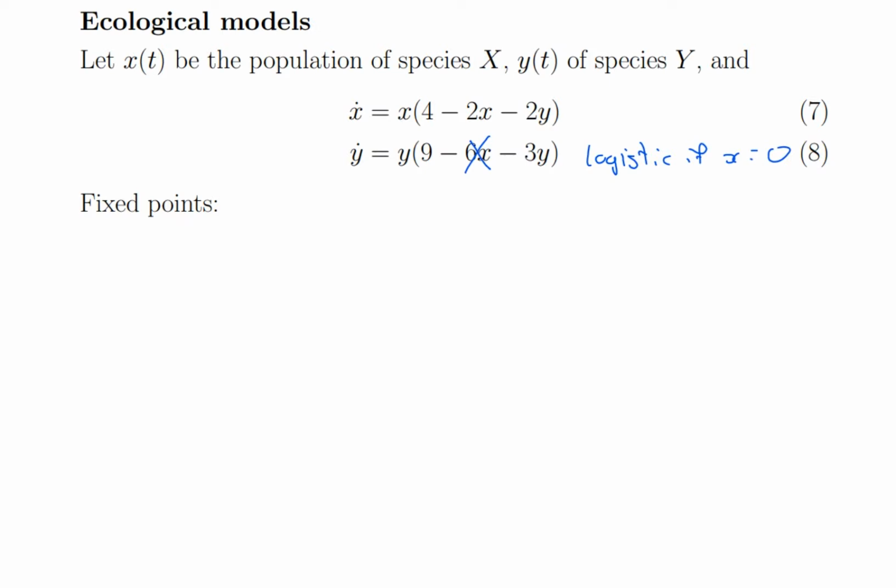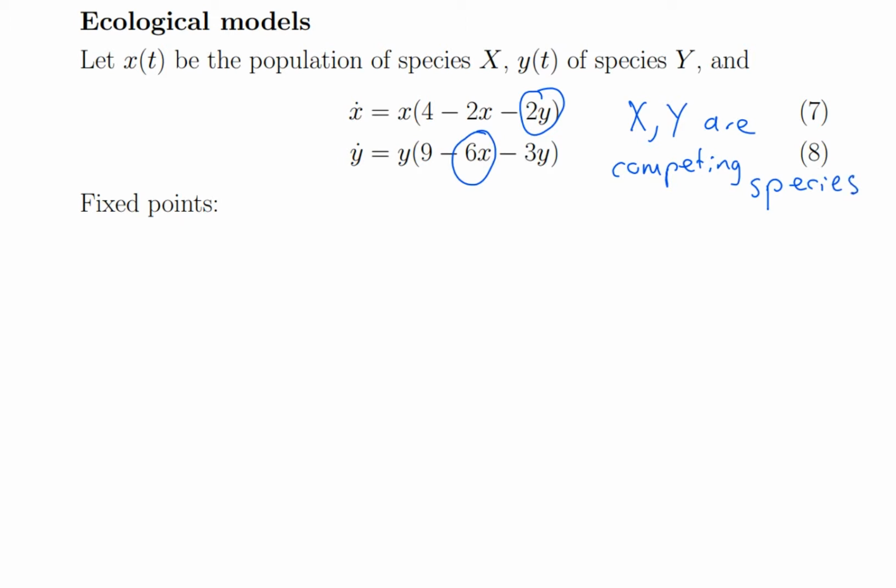So I've got 2 populations, each obeying a logistic equation, and then I've got the interaction term, which says what happens if they're both present. Here's an interaction term, and here's an interaction term. This says that if some y's are present, then the growth rate of x will decrease. And this one says if some x's are present, then the growth rate of y will decrease. In other words, X and Y are competing species. So this is a model of 2 species in the same environment that are in direct competition with each other.